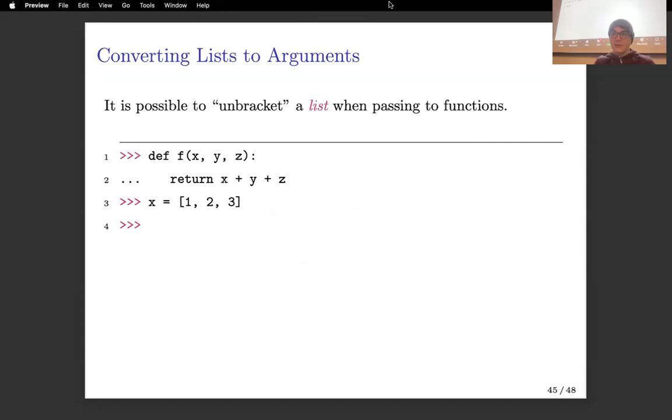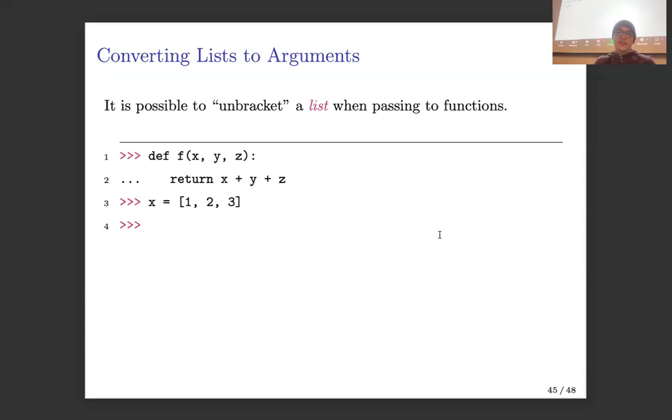Converting lists into arguments. This is kind of fun. Suppose you have a function f and it takes 3 inputs, and you have 3 inputs in x. You want to give that function the 3 inputs stored in x. One way you could do it would be f of x at 0, x at 1, x at 2. But is this going to work if I want to hand f 3 values?